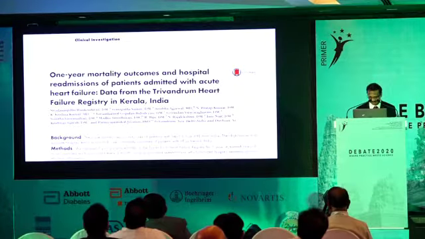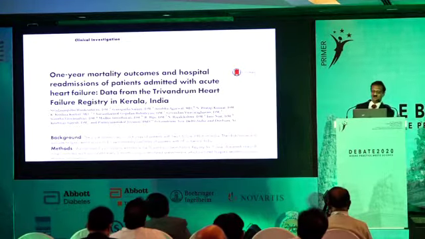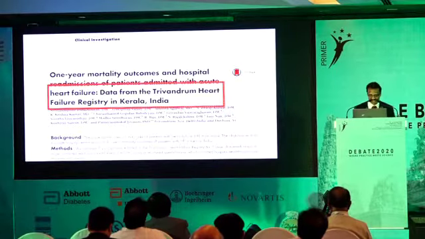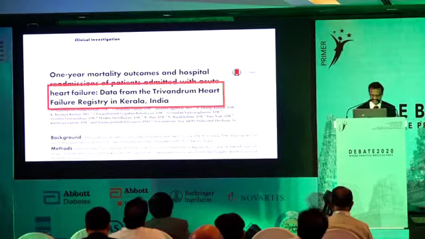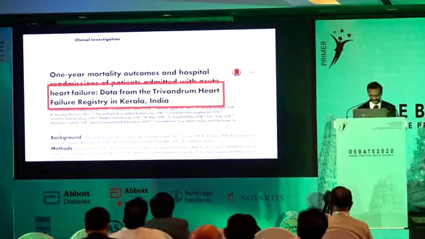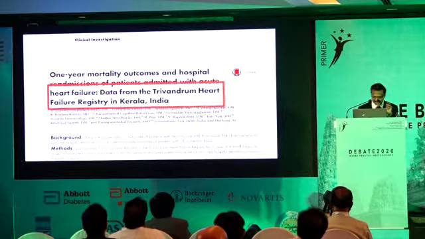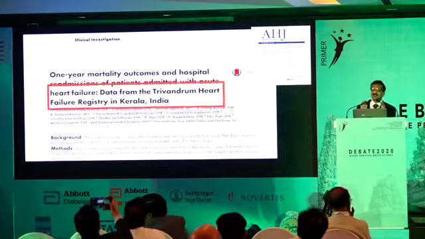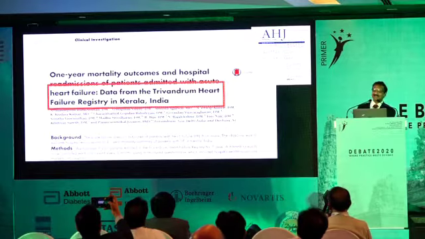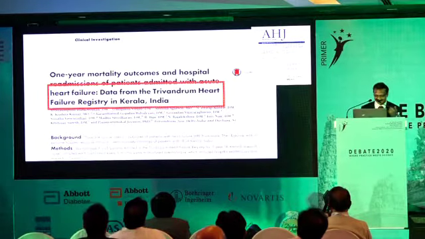Trivandrum. This is the data we are always proud to show. This is the Trivandrum Heart Failure Registry, one of the few good registry data that the whole world accepts, which has come from Trivandrum. Just look at one thing. We are proud because this came in American Heart Journal. When they accepted it, we were like, oh my God, American Heart Journal accepted our data.